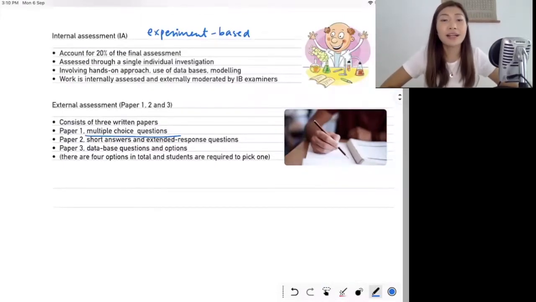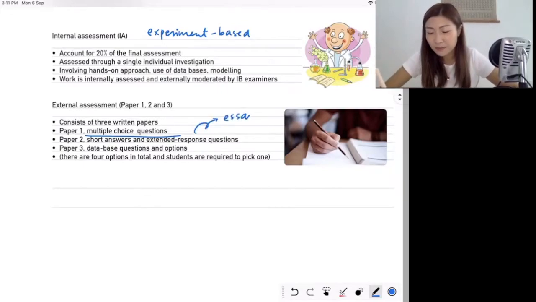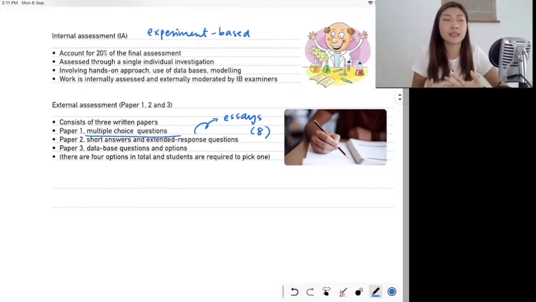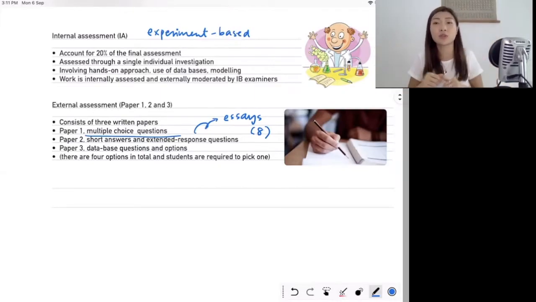Paper 2 will be short answer and extended response questions. That's pretty much what I usually refer to as essays. You would definitely get questions that go up to 8 marks, where you need to explain something in a lot of detail. For example, explain the process of DNA replication, explain the protein synthesis process, or even an 8-marker like explain the different level structures of protein. You need to go all the way from primary structure to quaternary structure in detail, with the bonds mentioned and everything.